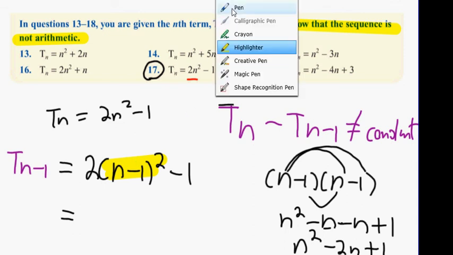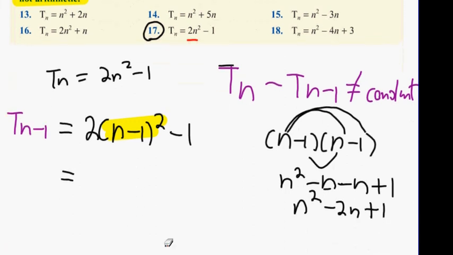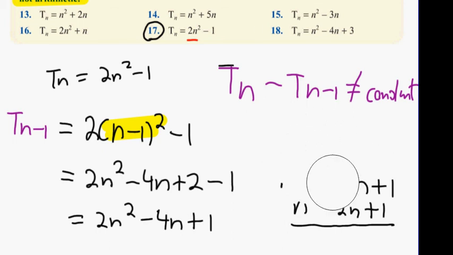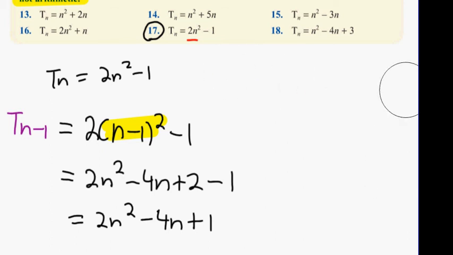So what we're going to do next is multiply the n squared minus 2n plus 1 by 2. So what happens then? Yeah. And then we haven't taken care of the minus 1 yet either. So the answer will be 2n squared minus 4n plus 1. Now, that is the answer for Tn minus 1.